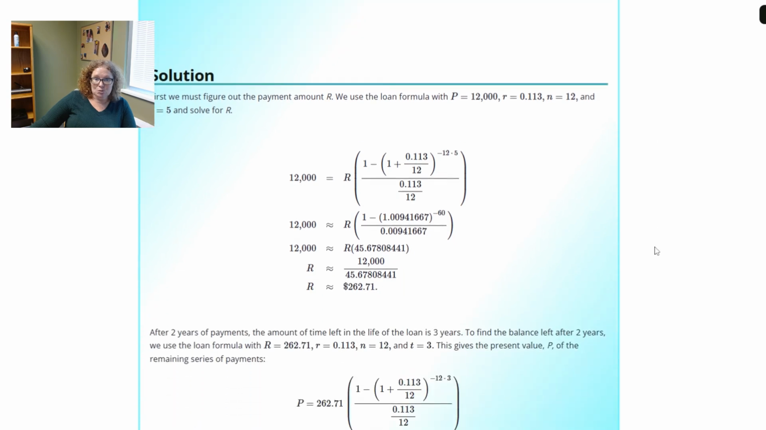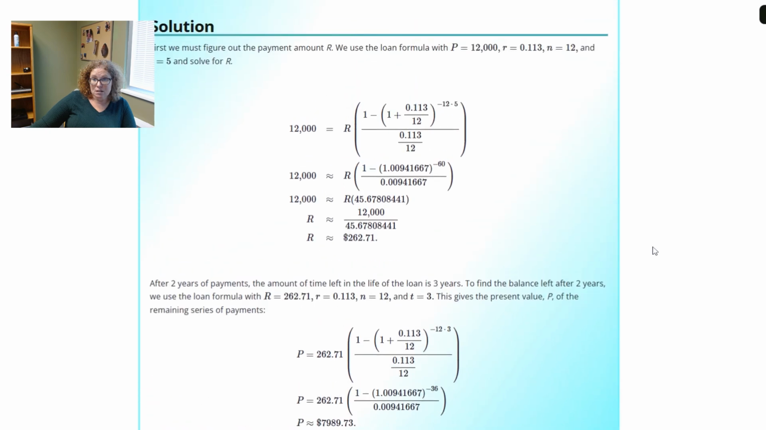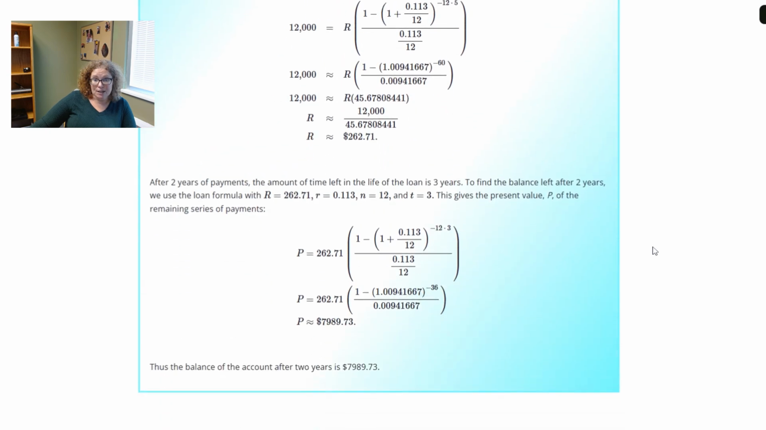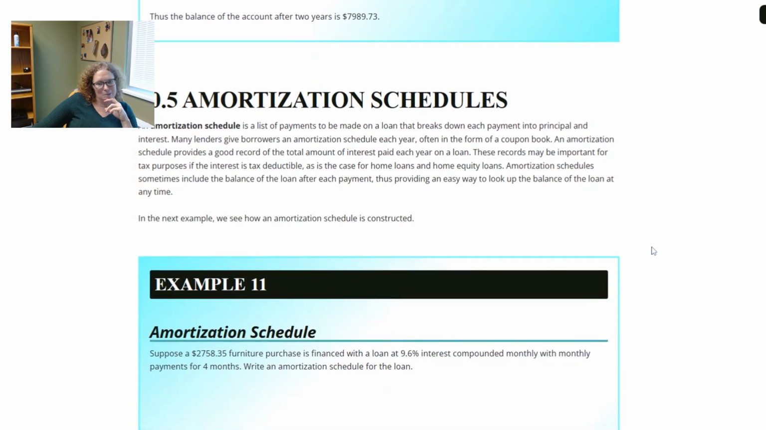So if we wanted to look at a loan balance, we would again use the same formula that we've used before, and we would find out that the balance after 2 years was $7,989.73. Again, just plugging in those numbers to the formula. As long as you keep those straight and don't let the formula be too daunting to you, and make sure that you're using the order of operations, then you should be fine on those. And just keep practicing. That's mostly what's important, is to keep practicing.